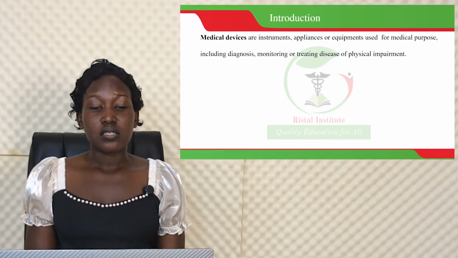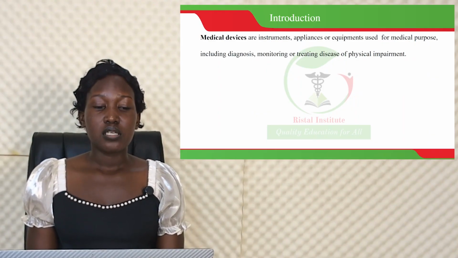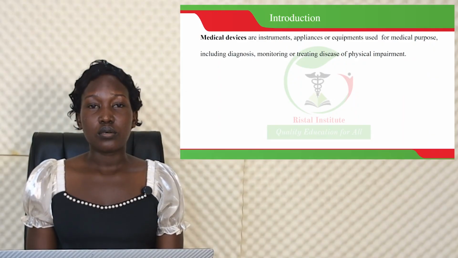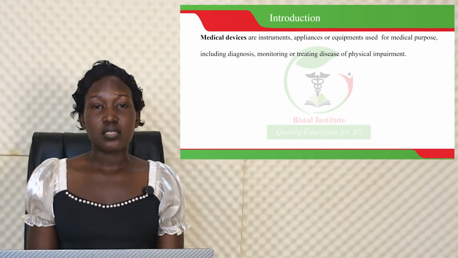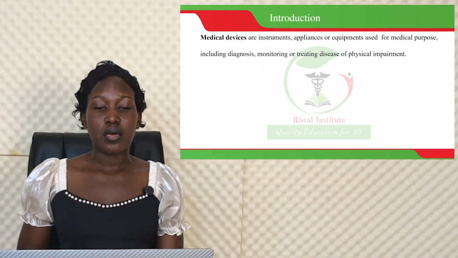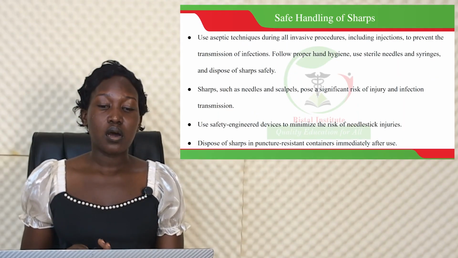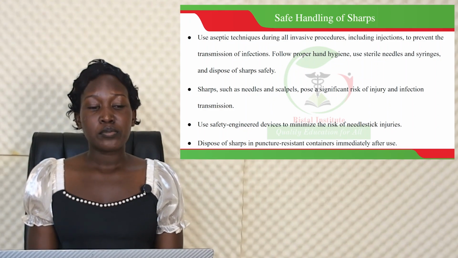So medical devices are instruments, appliances, or equipment used for medical purposes, including diagnosis, monitoring, and treating disease or physical impairment. So basically, we shall be looking at instruments and how we can manage them. First and foremost, let's look at safe handling of sharps.